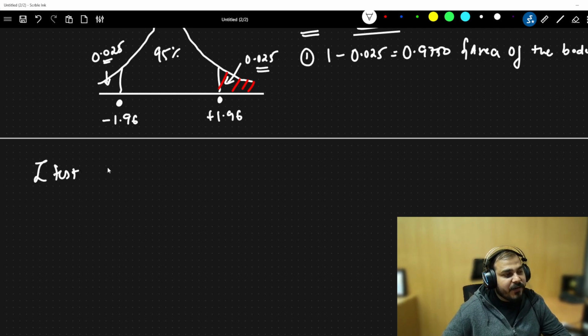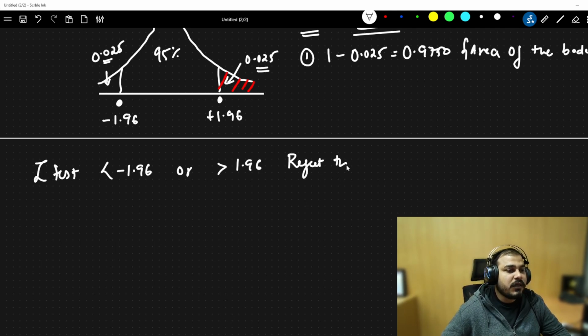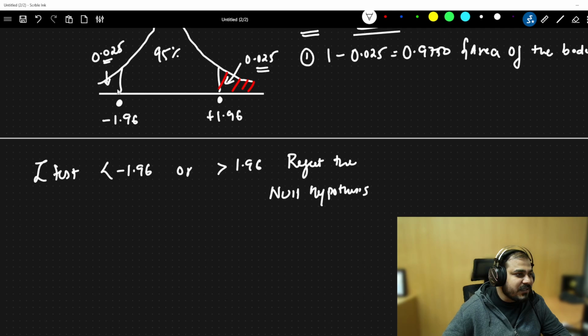So my decision will be that after I perform a z test based on the data, if it is less than minus 1.96 or greater than 1.96, I have to reject the null hypothesis, because it does not fall in that confidence interval. If it falls less than minus 1.96, I have to reject it. If it falls greater than 1.96, I have to reject it. So I have written "or". This is specifically my decision.